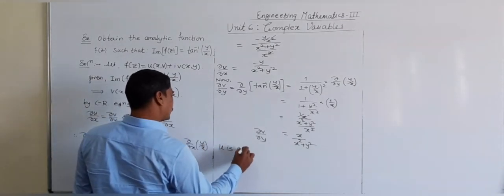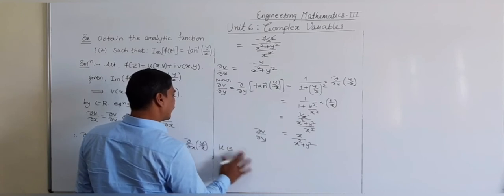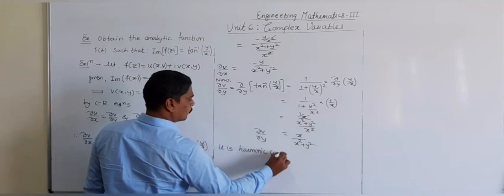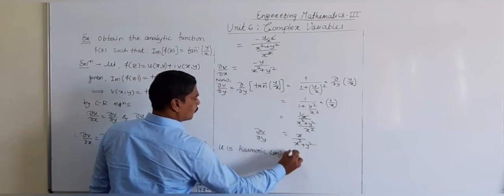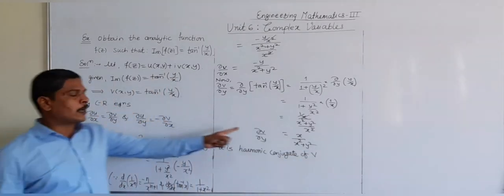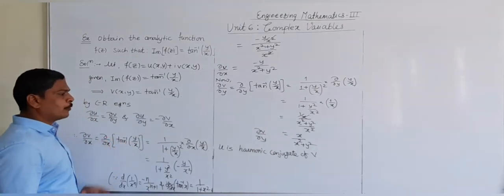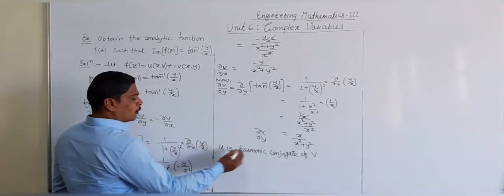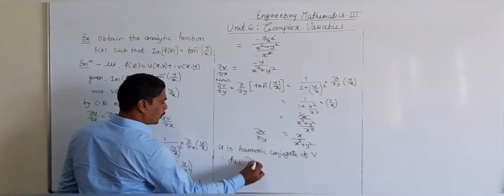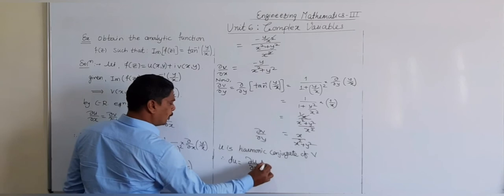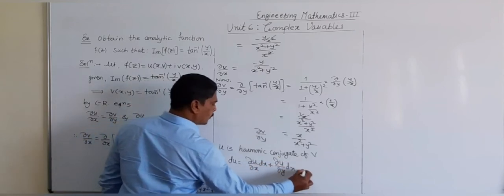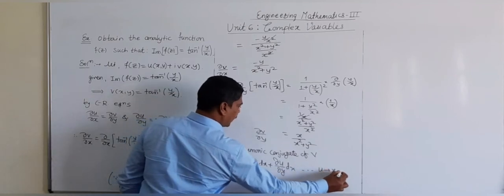U is the harmonic conjugate of v. So this is our first step: to find the partial derivatives of the given function v with respect to x and y. Now u is a harmonic conjugate of v, and therefore the derivative of u is equal to the partial derivative of u with respect to x dx plus the partial derivative of u with respect to y dy, because u is a function of x and y.